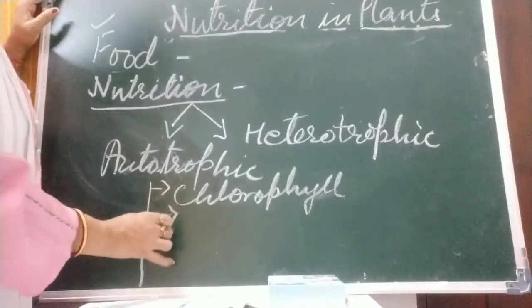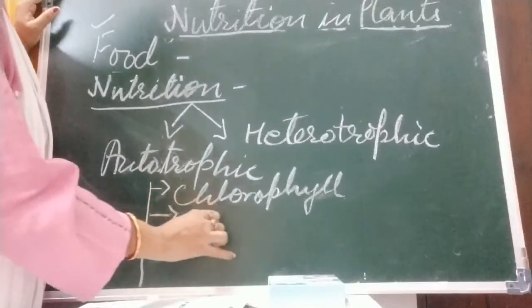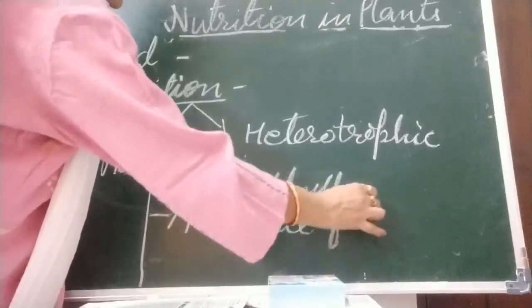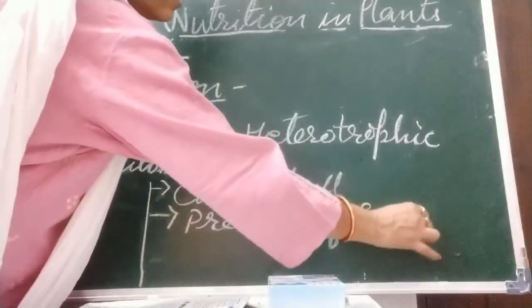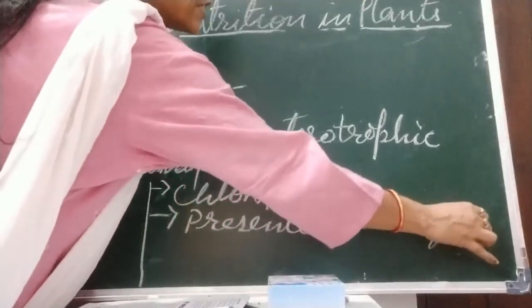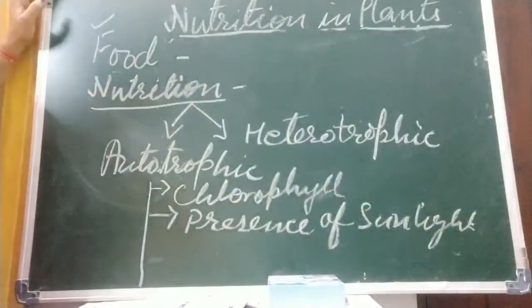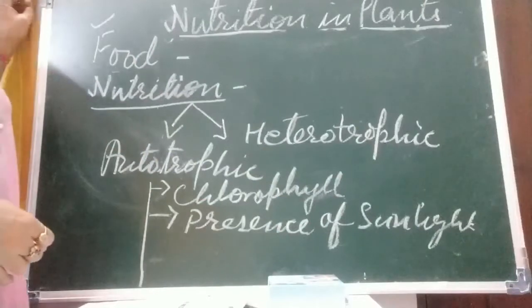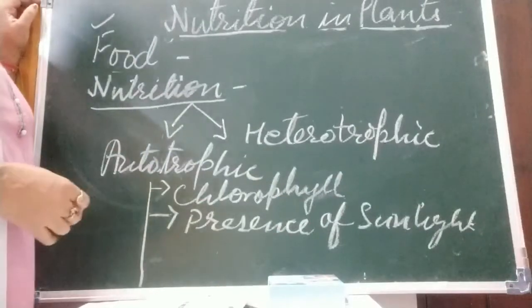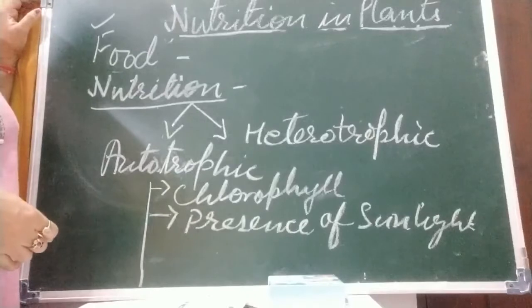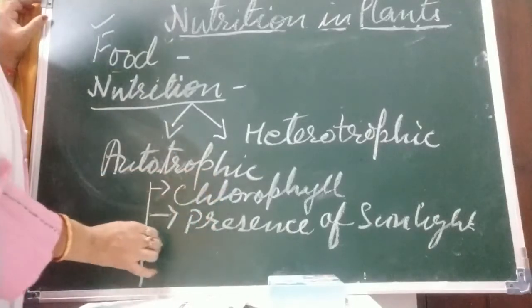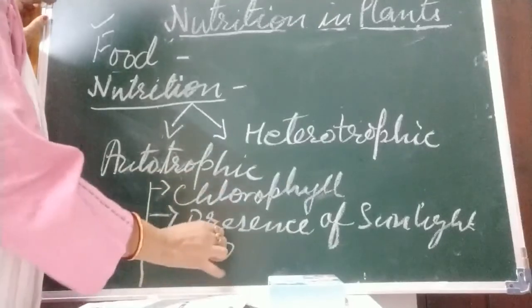Second is presence of sunlight. Second thing required, presence of sunlight. Chlorophyll traps sunlight, and this sunlight gives energy for the formation of food, combining the carbon dioxide and water. From where does chlorophyll get the energy? From sunlight. Third is carbon dioxide.